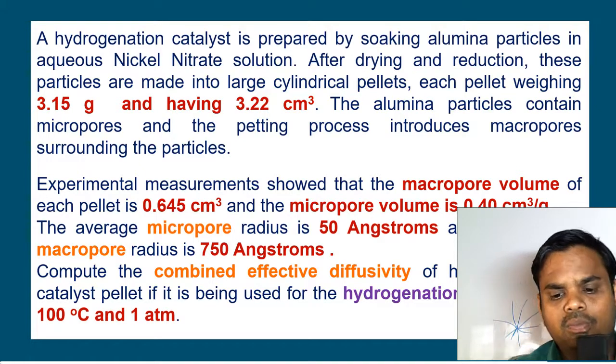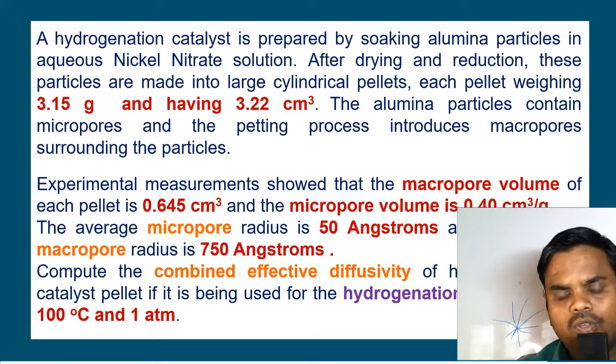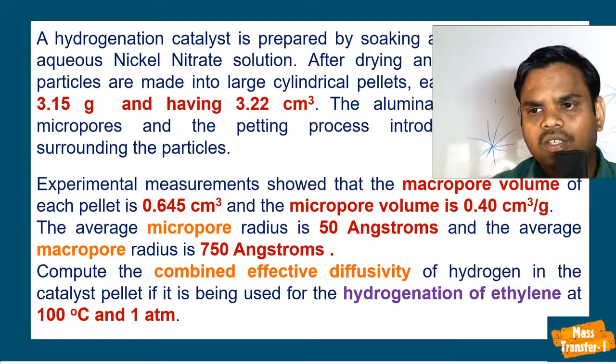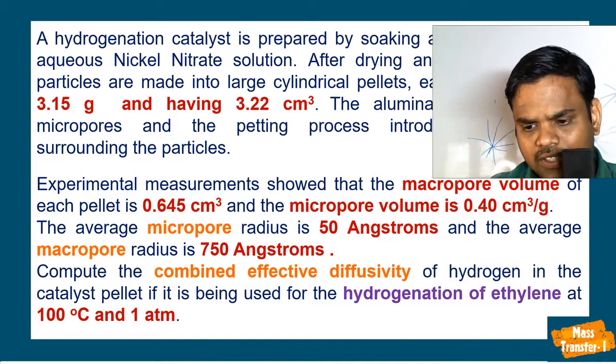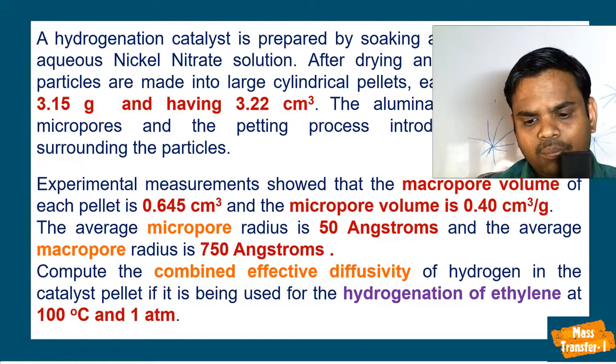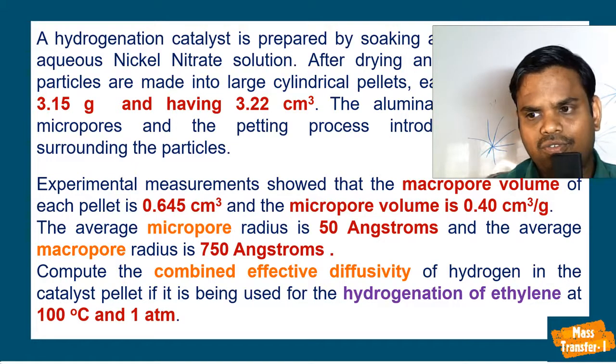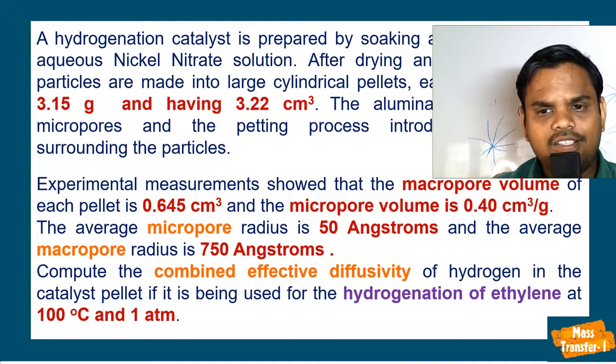The average micropore radius is 50 angstroms, and the average macropore radius is 750 angstroms. We know that 1 angstrom is 10 power minus 10 meters, right? We are asked to compute the combined effective diffusivity of hydrogen in the catalyst pellet if it is being used for hydrogenation of ethylene at 100 degrees Celsius and 1 atmosphere pressure.